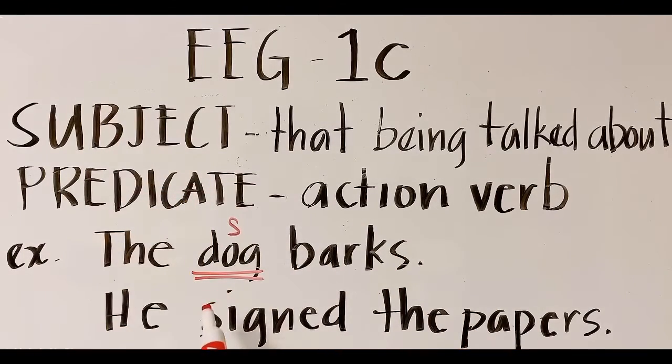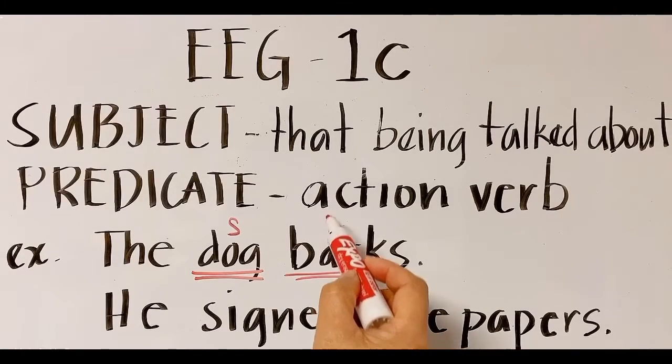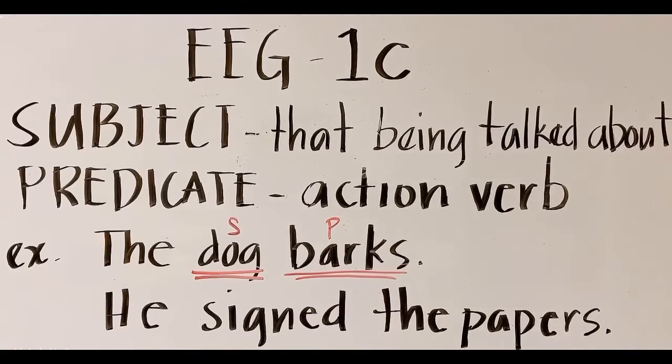So what is the dog's action? Barks. So this is the predicate. So the dog barks is a complete thought, because it has the subject and the predicate. Now let's go to the second one.